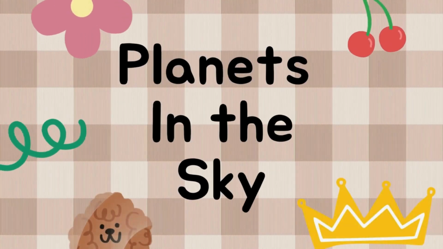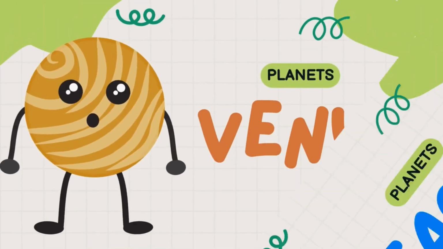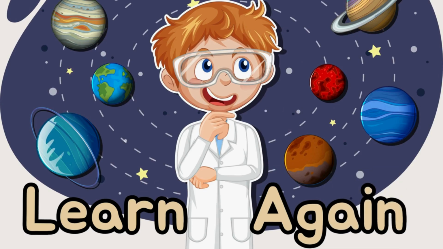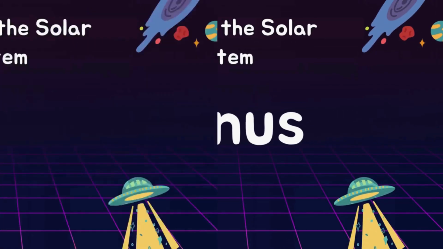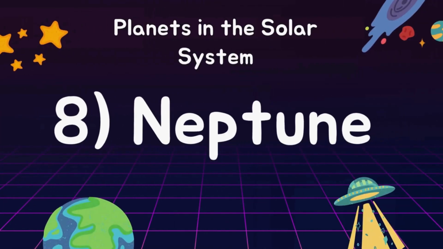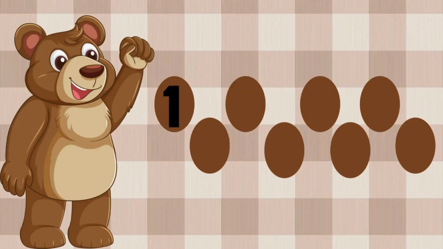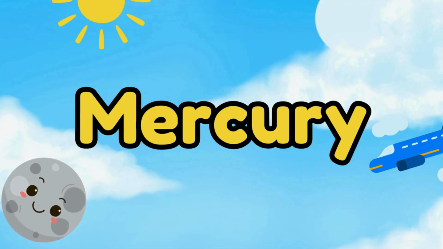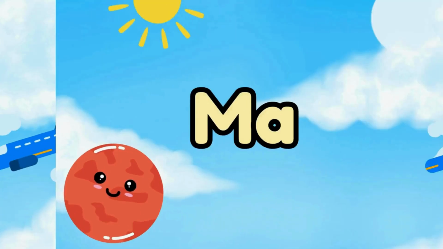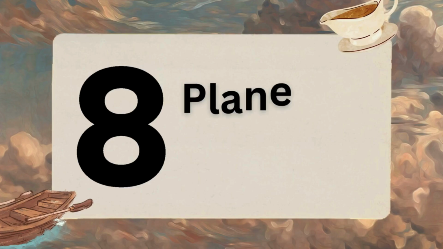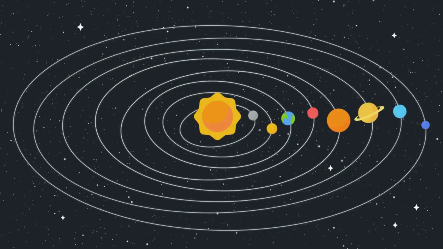Learning planets in the sky. Mercury, Venus, Earth, Mars, Jupiter, Saturn, Uranus, Neptune. 1, 2, 3, 4, 5, 6, 7, 8. 8 planets in the sky.